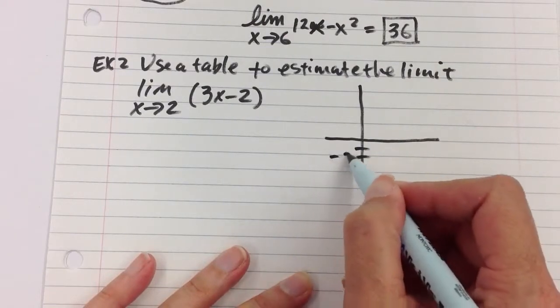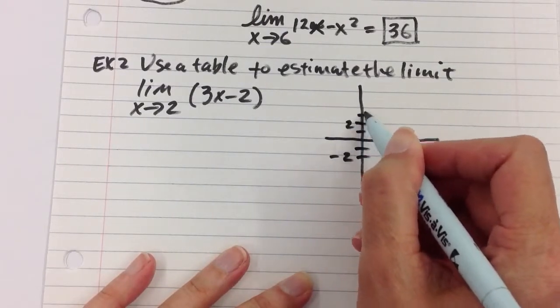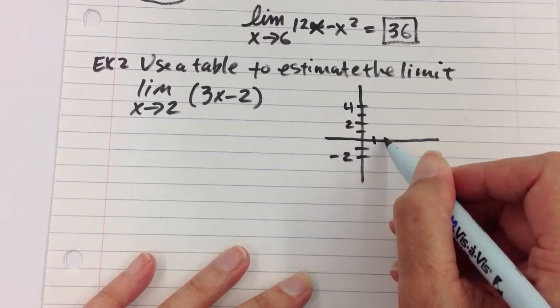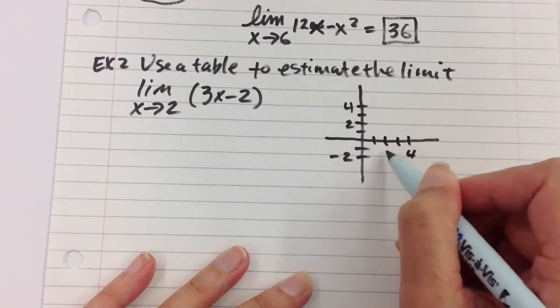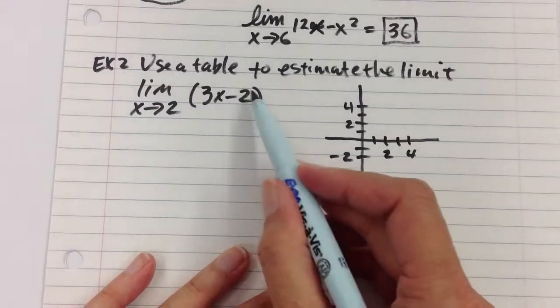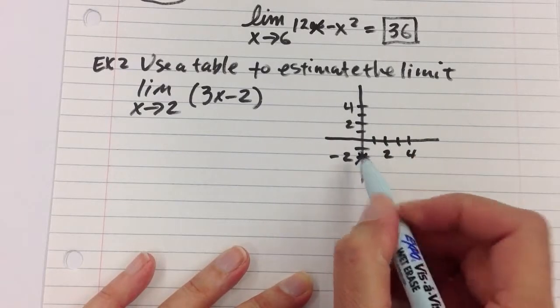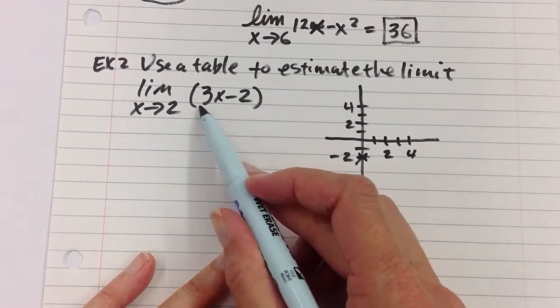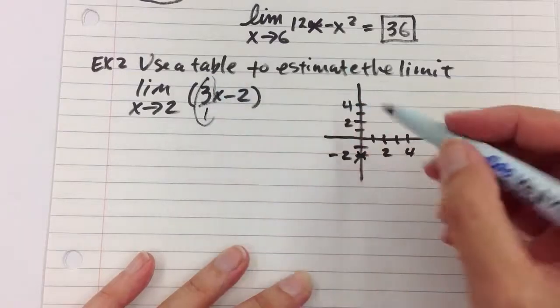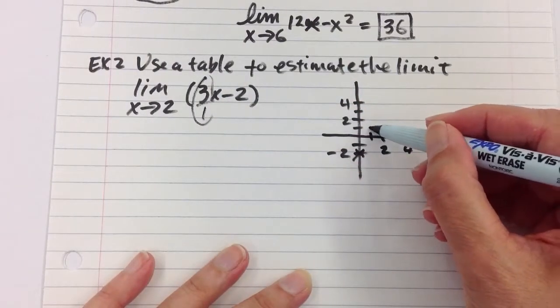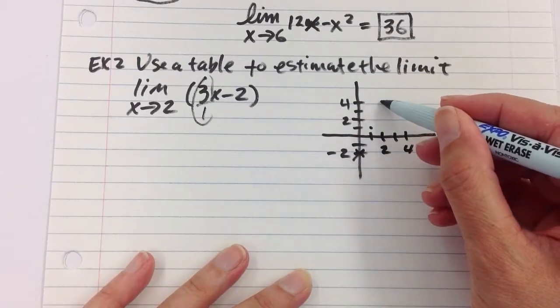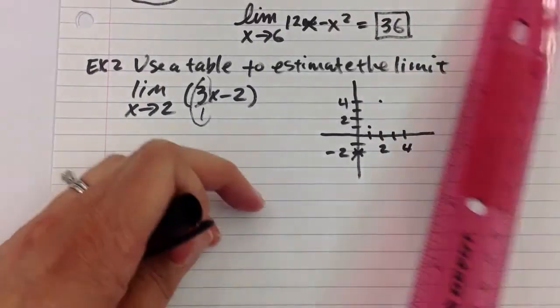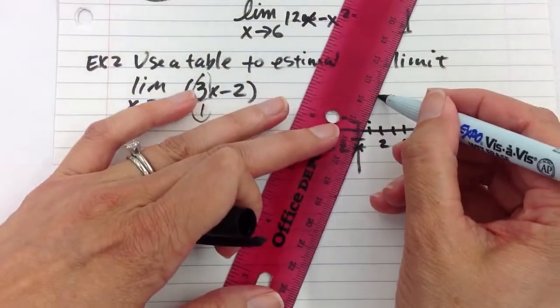So -1, -2, 1, 2, 3, 4, 5, 1, 2, 3, 4, right here. So I'm going to start at -2, which is down here. And then I'm going to go up 3 over 1 for my slope. So 1, 2, 3 over 1, do it a couple times. And then I'm going to make my graph, my straight edge right here.